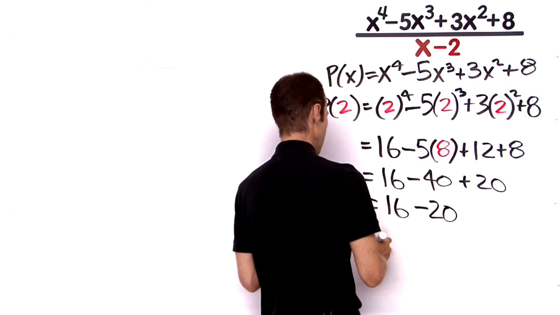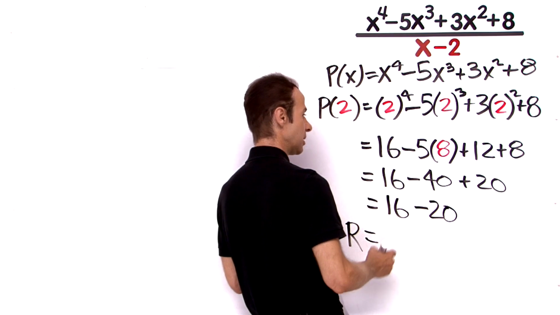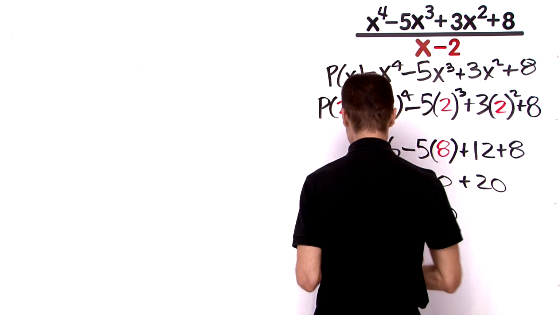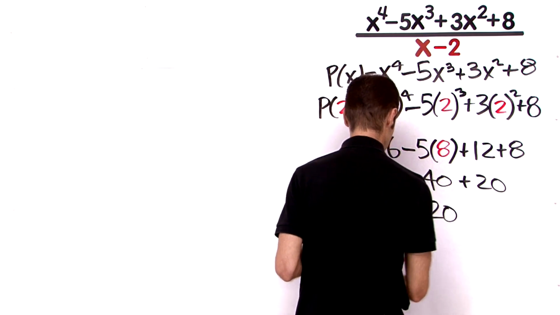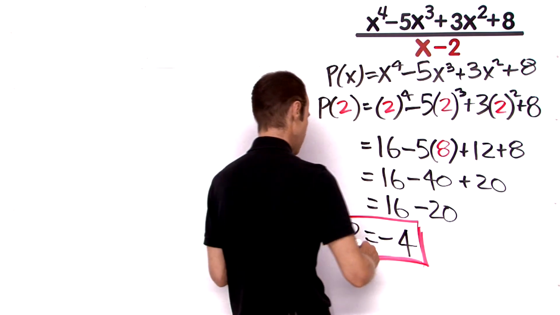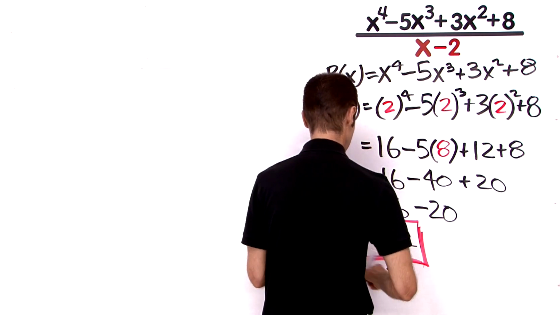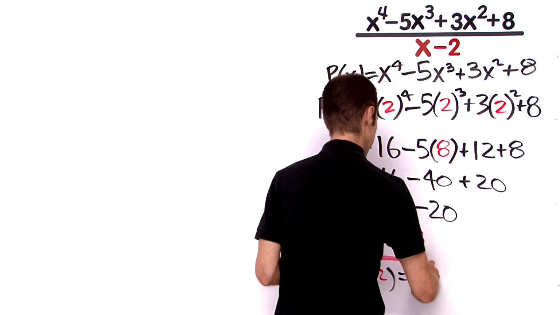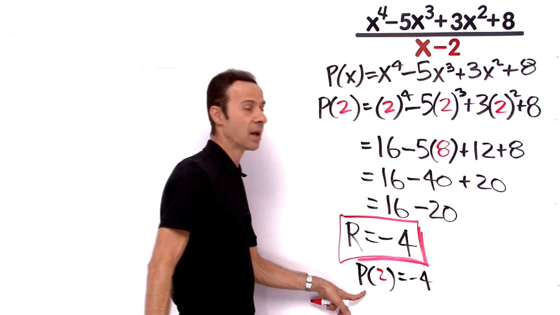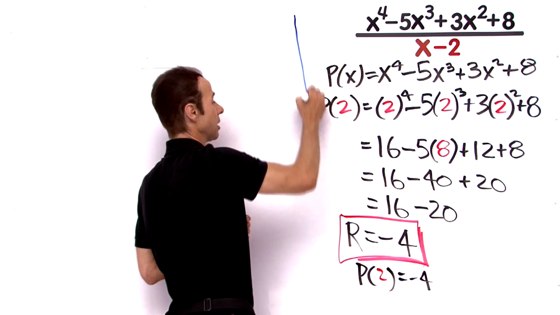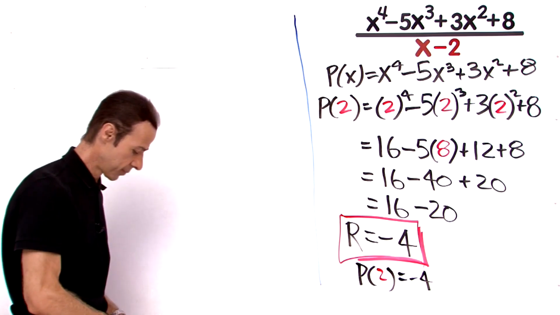Therefore, the remainder, R, equals 16 minus 20. That's going to give us a negative value. So the answer is the remainder equals negative 4. You could also write it down as P(2) equals negative 4, which refers to the divisor. Let's do another example so we can gain even more clarity into the remainder theorem.